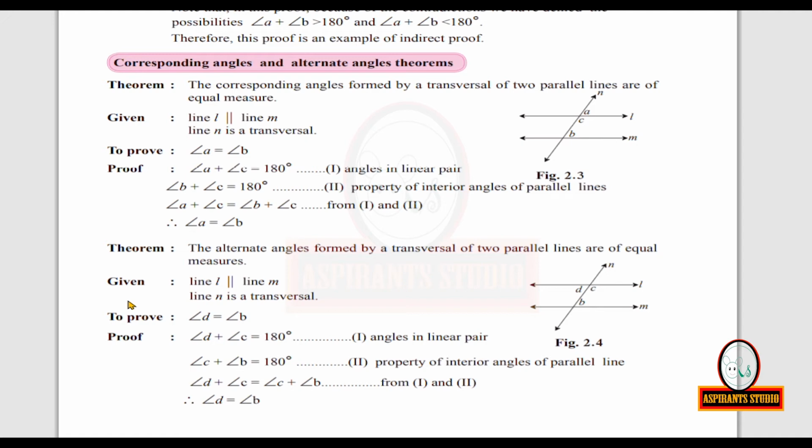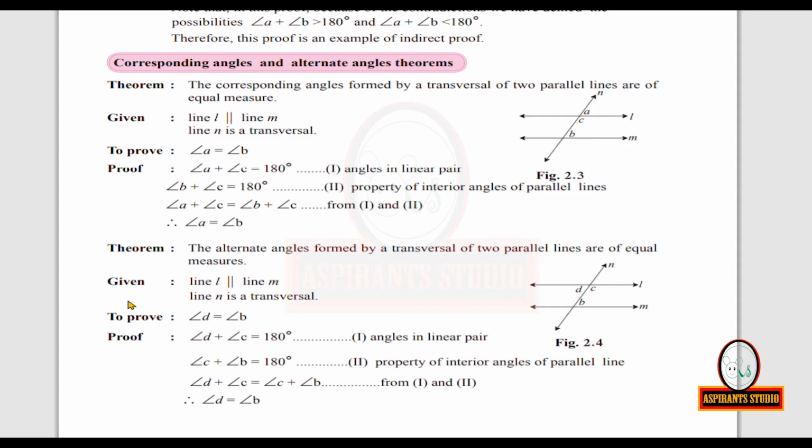So here we have angles in linear pair, angle D and angle C. So measure of angle D plus measure of angle C is equal to 180 degrees. Take it as first equation. Then apply property of interior angles of parallel lines. You have taken an angle C here for your convenience. Now look at the figure. By property of interior angles of parallel lines, we have measure of angle C plus measure of angle B is equal to 180 degrees. Now compare the left hand sides and right hand sides.